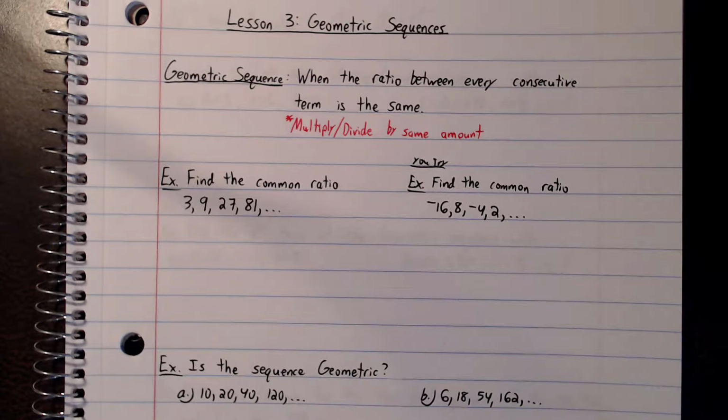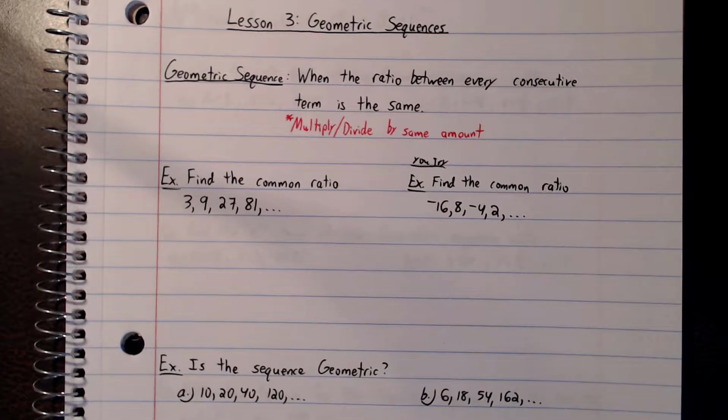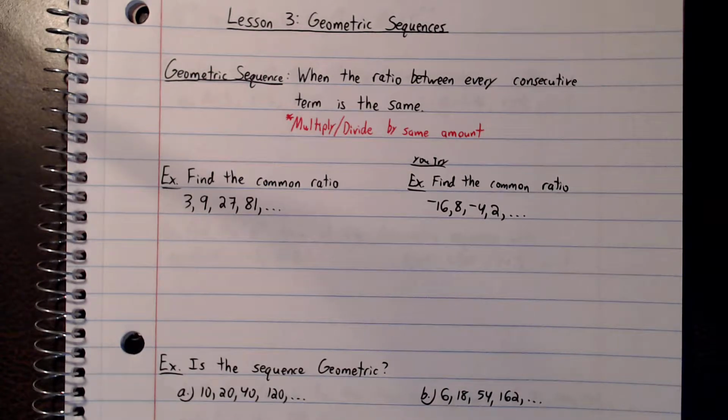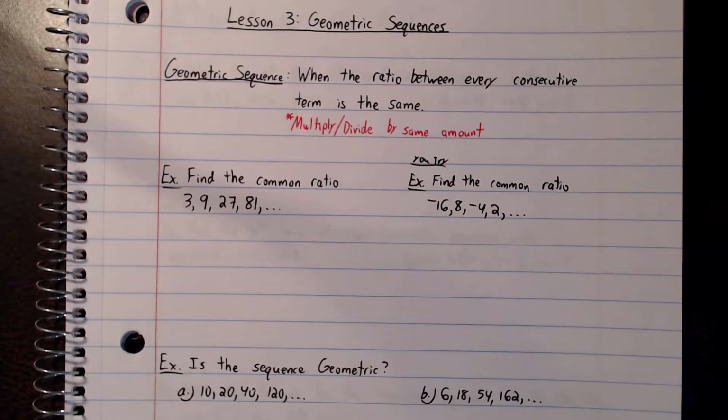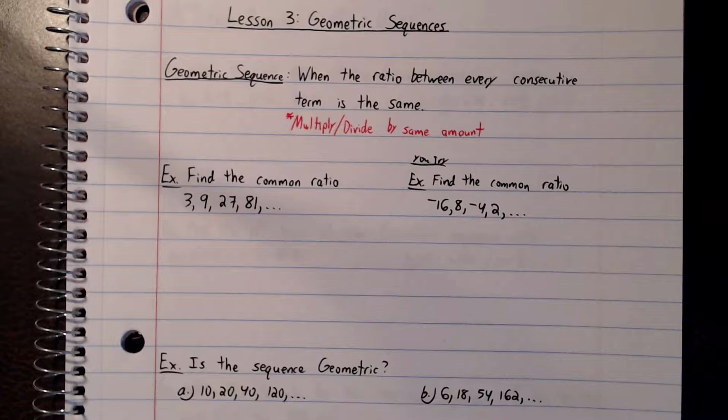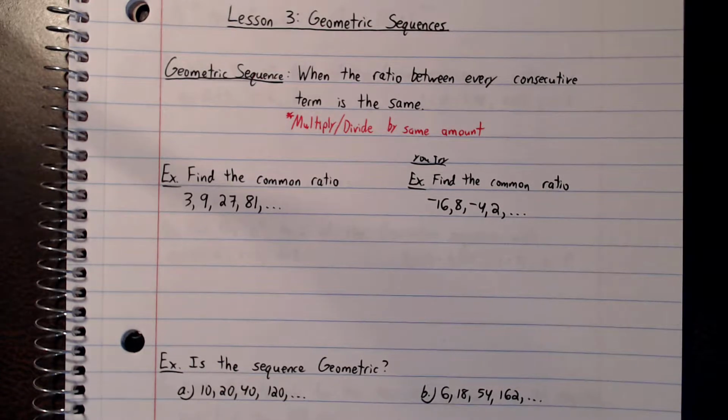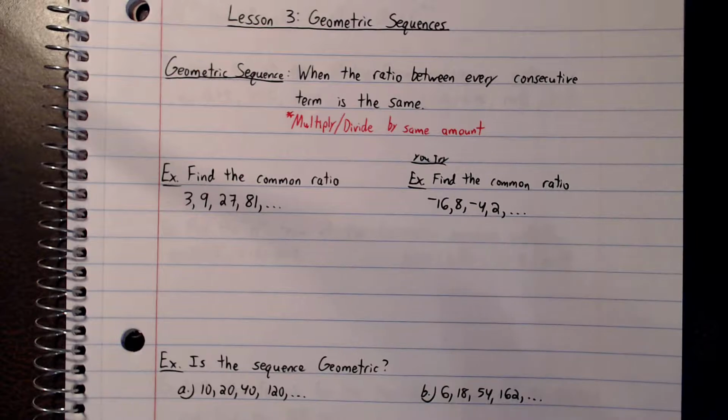Hey, welcome everybody to lesson number 3, geometric sequences. A geometric sequence is when the ratio between every consecutive term is the same. Basically, we're multiplying or dividing by the same amount every time. We talked about arithmetic last time. That was adding, subtracting. Now we're multiplying or dividing the same amount. So same idea.